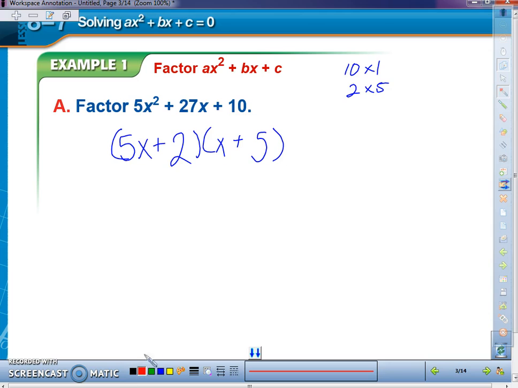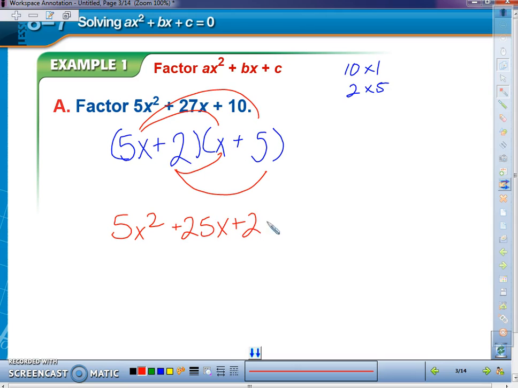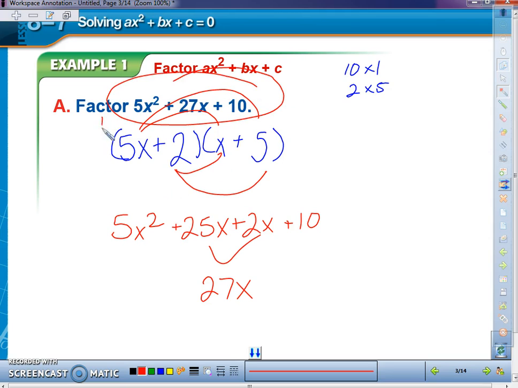This is where you're going to have to work it out and try to figure out, okay, now I've got to use my FOIL and double check this. 5x times x is 5x squared. 5x times 5 is plus 25x. 2 times x is plus 2x. 2 times 5 is plus 10. So when we get those together, it's 27x. And that's what we want. So this right here would be our answer: 5x plus 2 times x plus 5.